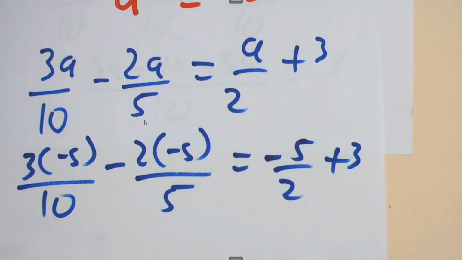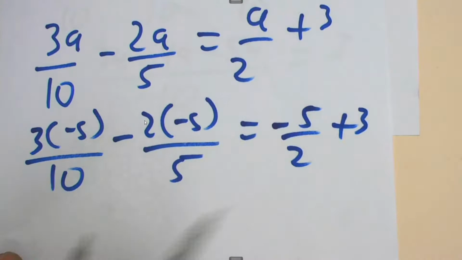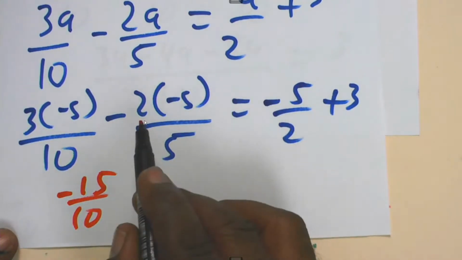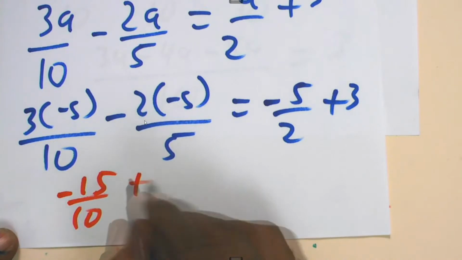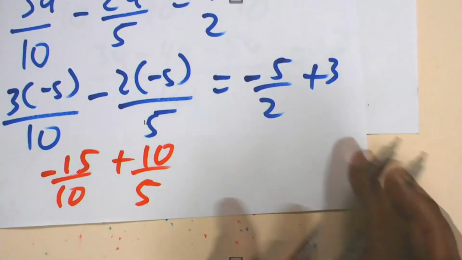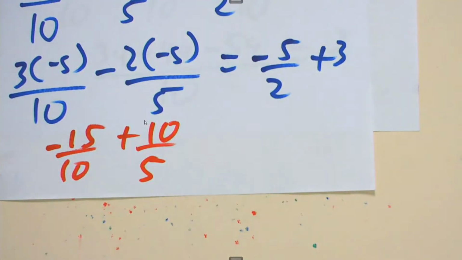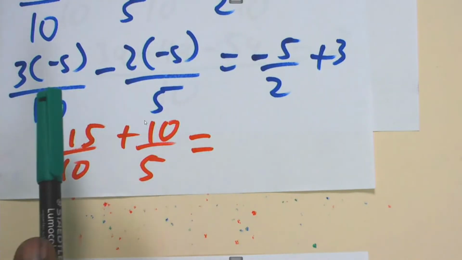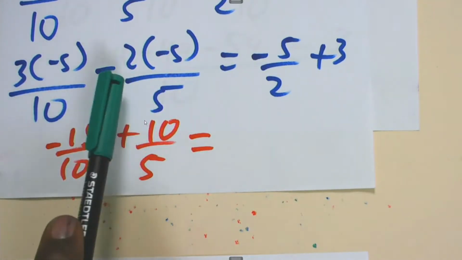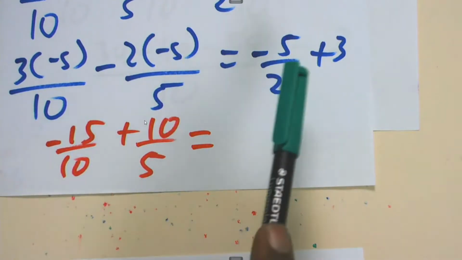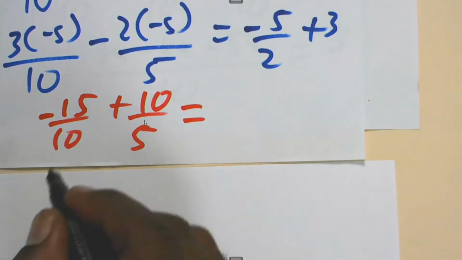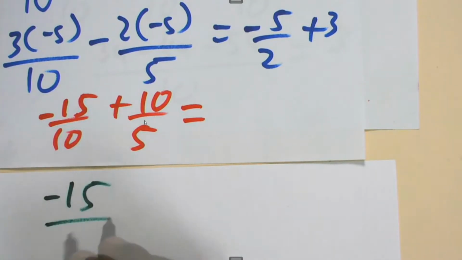Let's see the situation here. Both must remove the bracket. 3 multiplied by minus 5 is minus 15 over 10. Negative 2 by negative 5 is 10 over 5. Okay, let's go to the next page. Let's see whether we do everything right: 3 by minus 5 is minus 15. Minus 2 by minus 5 is positive 10. Okay, on the right track. Let's see what we get here. Let's rewrite it and look at it slowly.